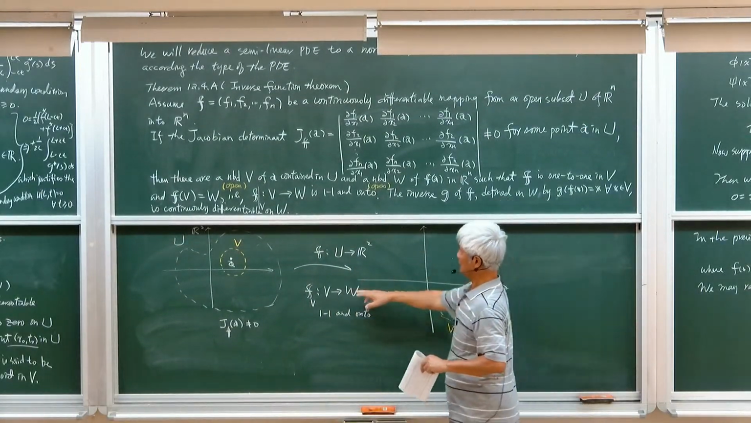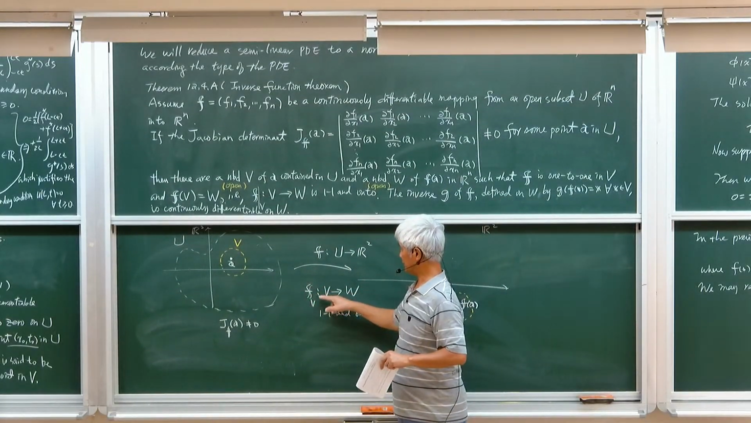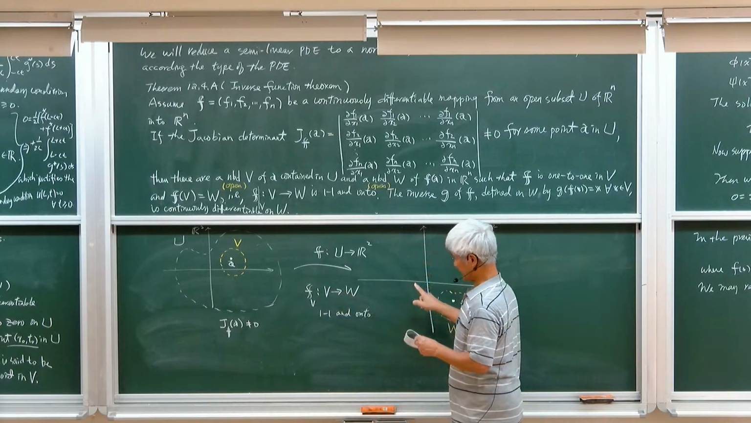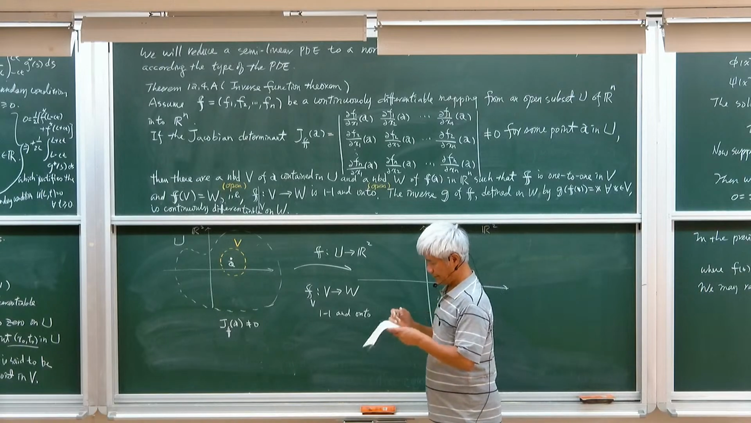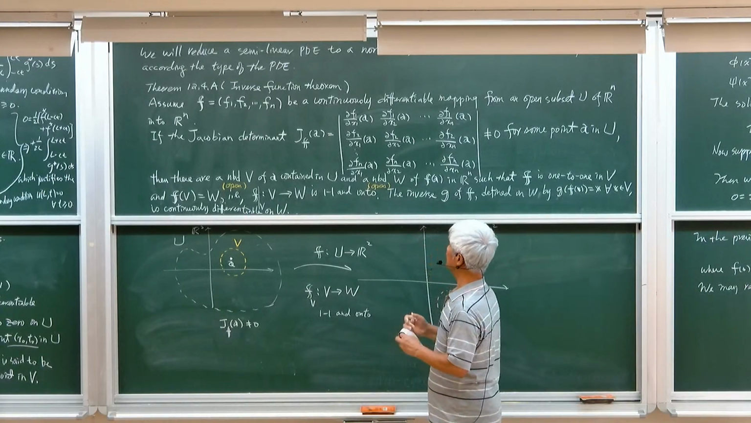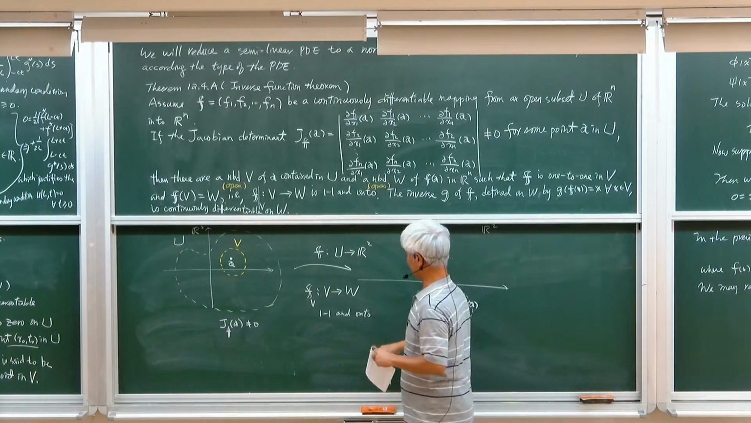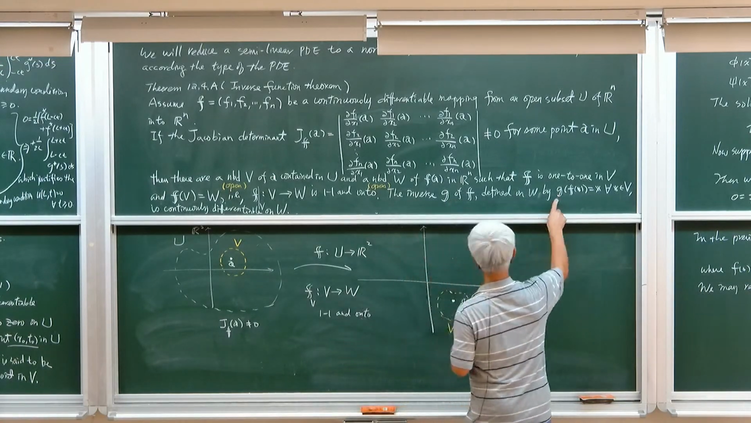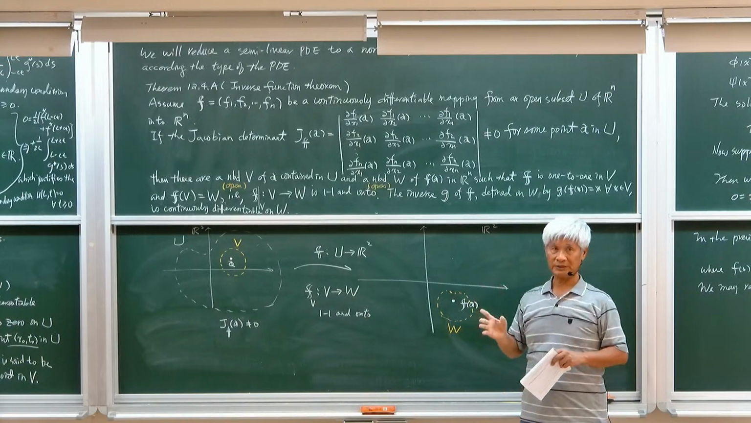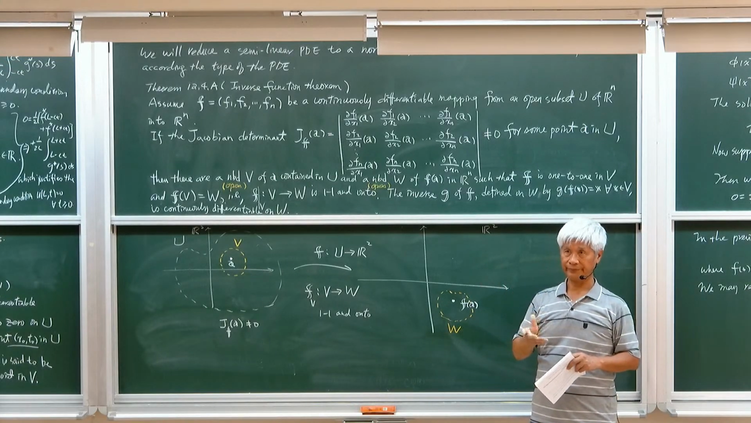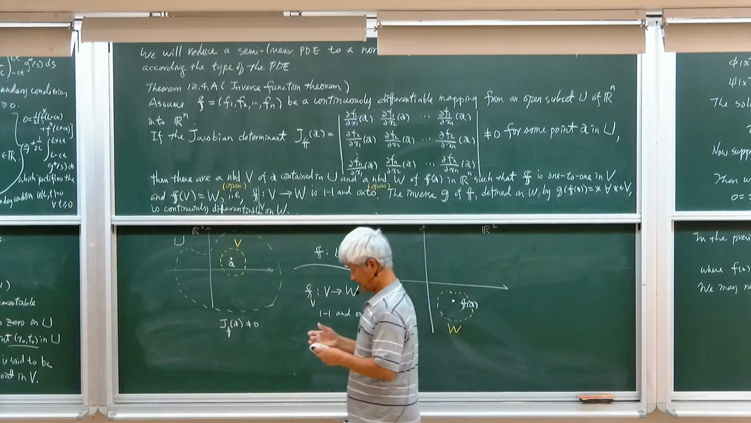Right. So f we can construct. So f is invertible locally. All right. So this is called the inverse function theorem, and the inverse function g is also continuously differentiable.